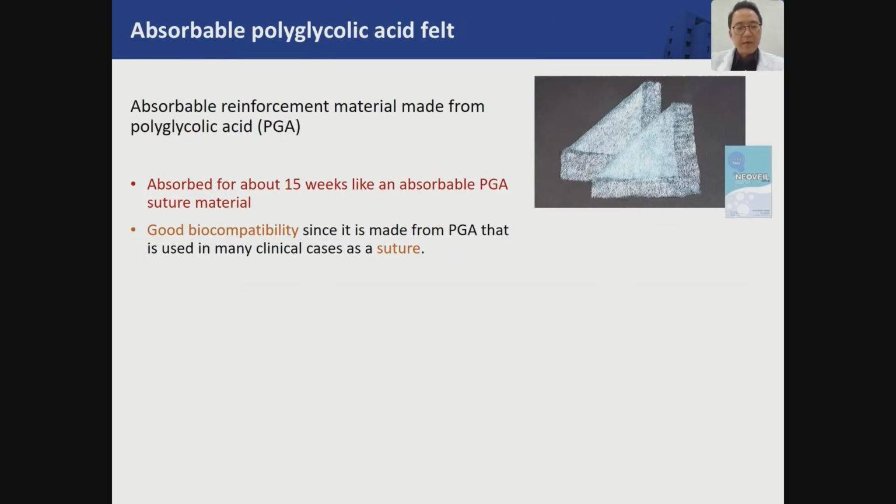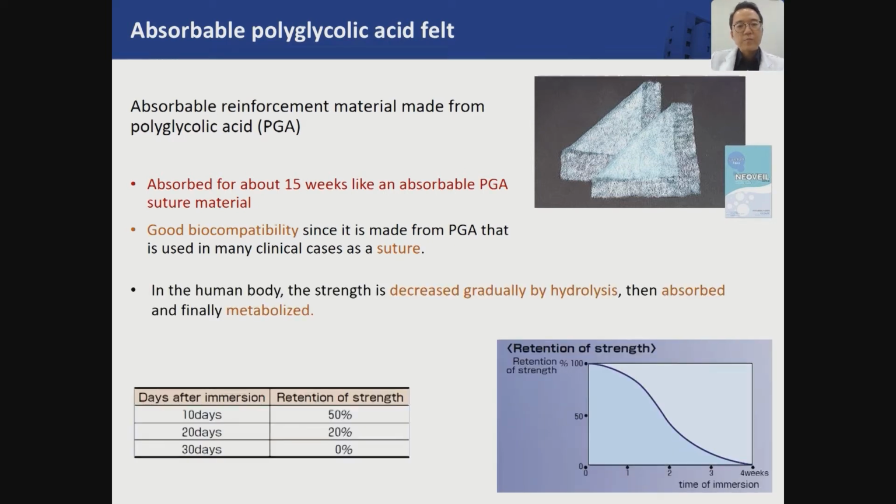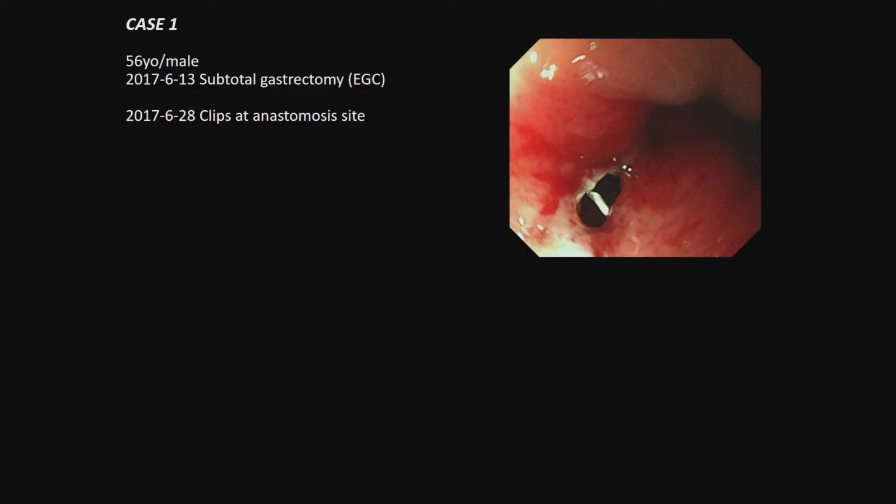And lastly, I'm going to introduce another modality using a PGA sheet. You know it is familiar to the surgeon because it is a surgical material. This case is a 56-year-old male. He underwent subtotal gastrectomy, but after the surgery, there was some small leakage here.